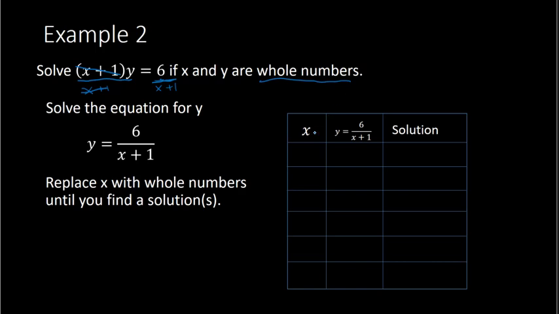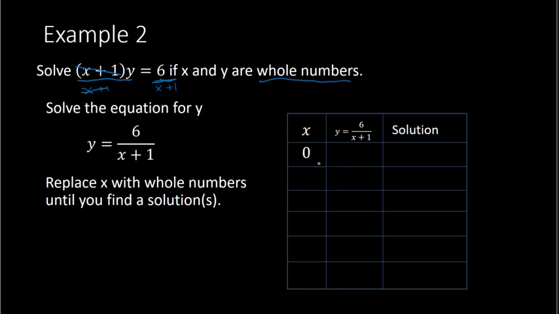Okay, so here in this first column are the numbers we're going to plug in for x. The second column is going to be what y is equal to when we plug x in, and then the third column will be to determine if it's a solution or not, and if it is a solution, what is it? All right, so whole numbers will start with 0. So plug a 0 in for x and see what happens.